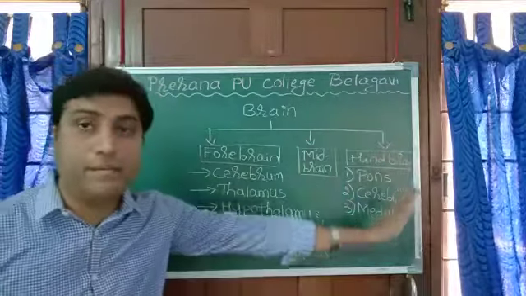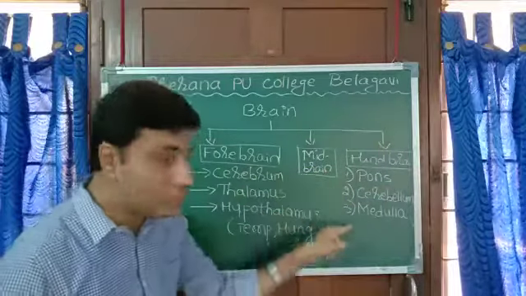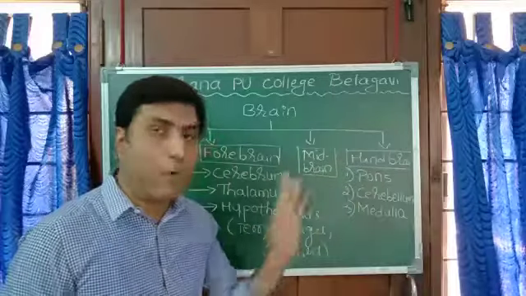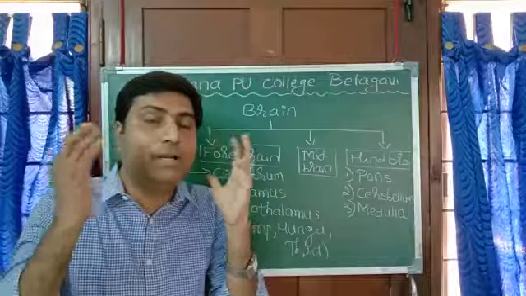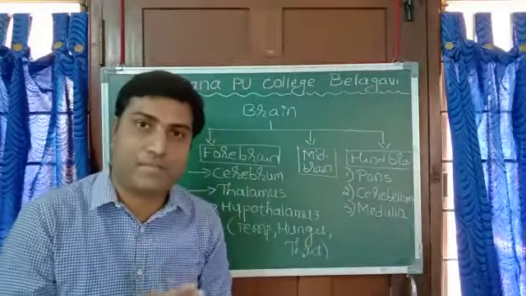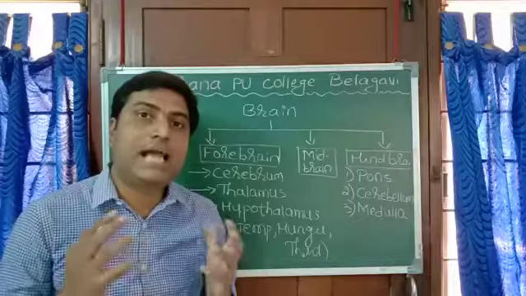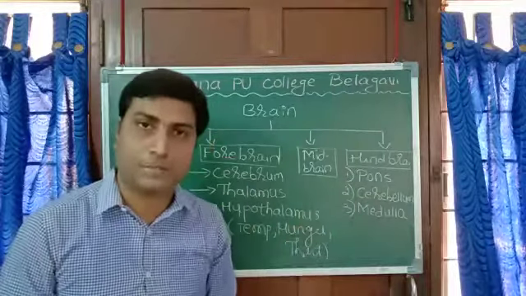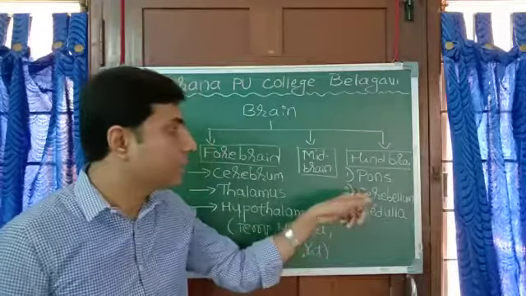Then I'll come to the hindbrain. It consists of three parts: pons, cerebellum, and medulla. Pons is related to our facial expressions. We bring different expressions to our face. We smile, we show sadness, happiness. All these expressions are controlled by pons. It also controls mastication, the chewing action.